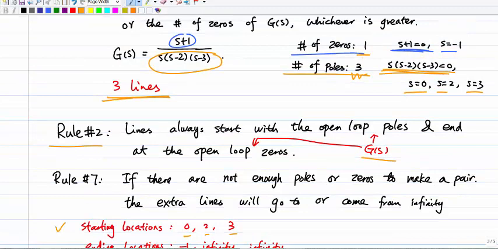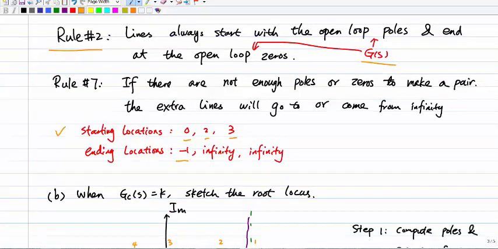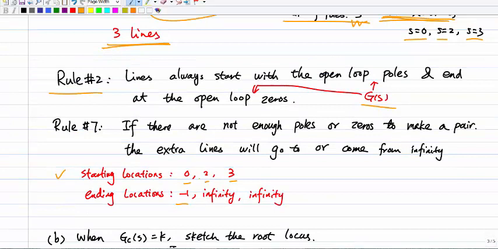And for the ending locations, I know one of them should be the zero I already computed, which is negative 1. Now, I don't have the same number, so they can't all make a pair, and I don't have the other two zeros. So two lines must go to infinity. That's why the ending locations are negative 1, infinity, infinity. Here, I can't say which pole pairs with which zero. It may be that 0 goes to infinity, 3 goes to infinity, and 2 goes to negative 1, or maybe even 3 goes to negative 1. I don't know which goes where, but at least I know the starting locations should be these 3, and the ending locations should be negative 1, infinity, infinity.